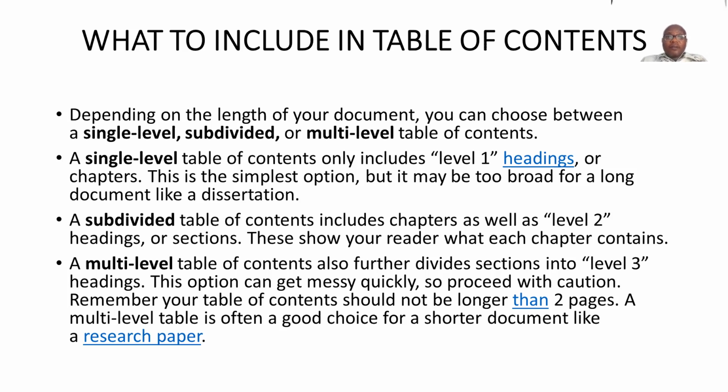A subdivided table of contents includes chapters as well as level 2 headings or sections. This shows the reader what each chapter contains. A multi-level table of contents also further divides a section into level 3 headings. This option can get messy quickly, so proceed with a lot of caution. Remember, your table of contents should not be longer than 2 pages, because the reader will be bored and stop reading your project. A multi-level table is often a good choice for a shorter document like a research paper.